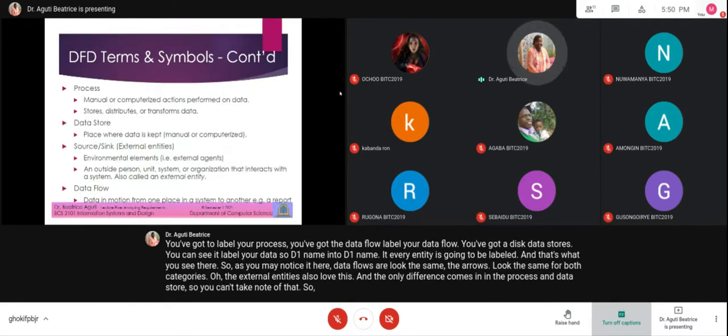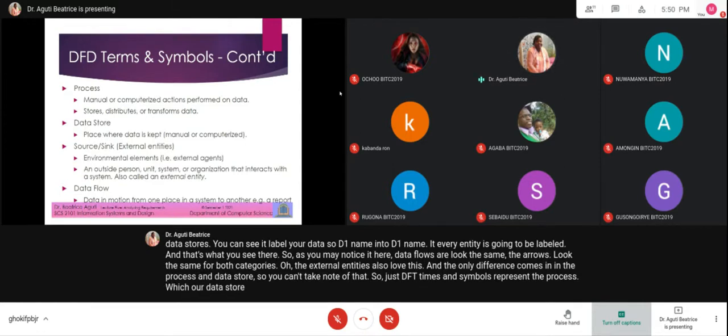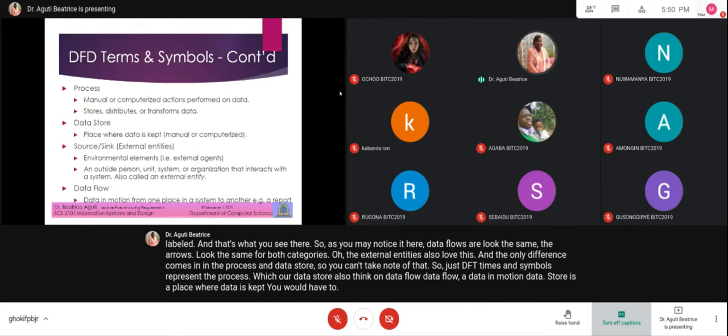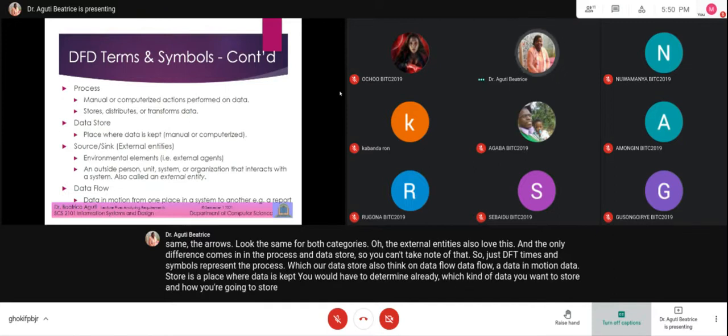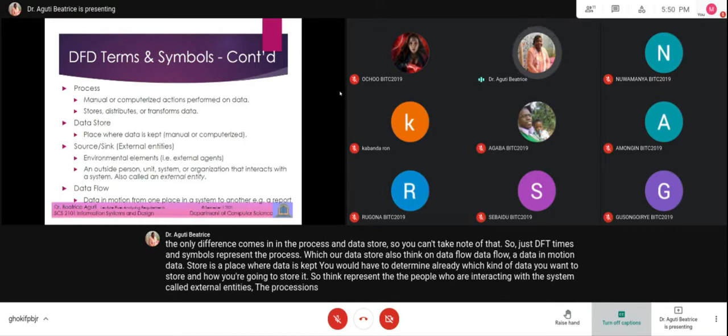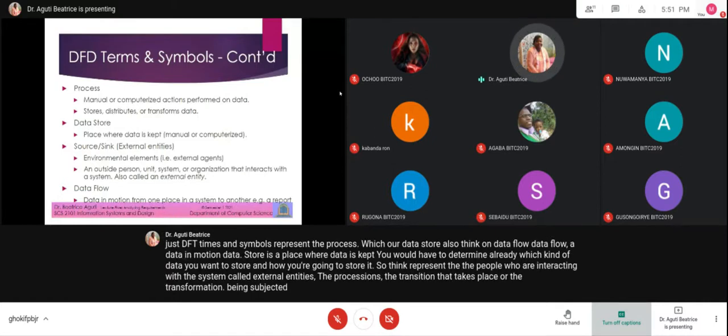Those DFD terms and symbols represent the process, data store, source or sink, and data flow. Data flow is data in motion. Data store is a place where data is kept. You would have to determine already which kind of data you want to store and how you're going to store it. Source and sink represent the people who are interacting with the system. They're called external entities. The process shows the transition that takes place or the transformation being subjected to the data that is entering the system.